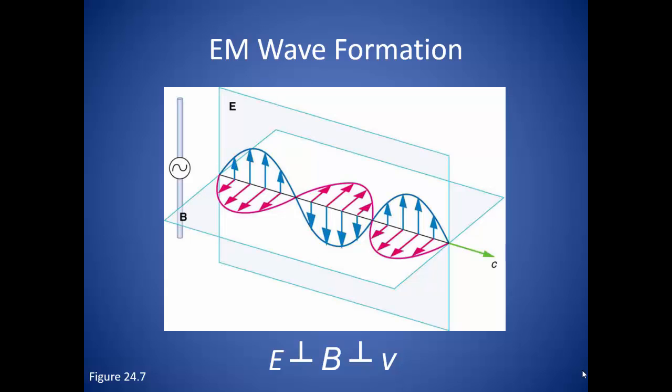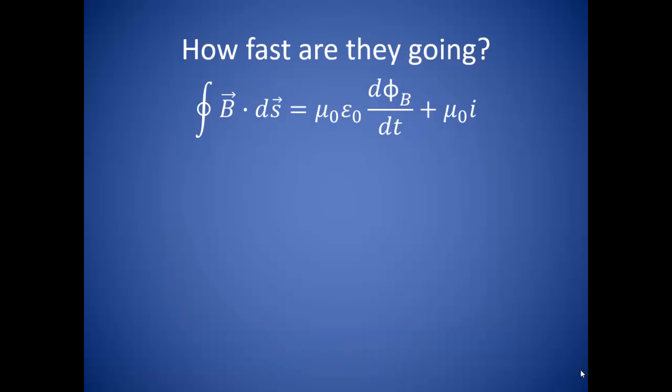We can use our right-hand rule to determine the direction of the velocity vector. If you align your fingers to the electric field and curl them in the direction of the magnetic field, your thumb will point in the direction of the velocity, which we know turns out to be perpendicular to both the electric field and the magnetic field. So we know the direction of the velocity. But how fast are those waves really going?